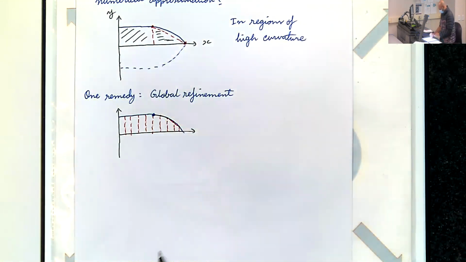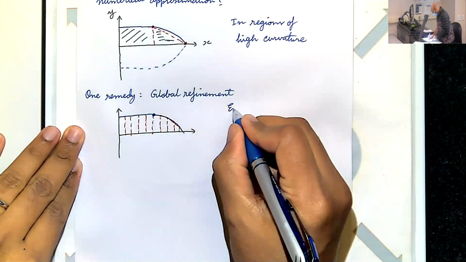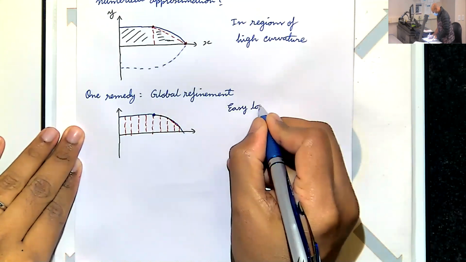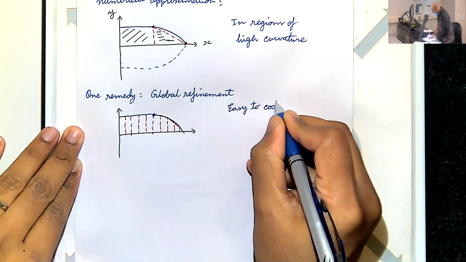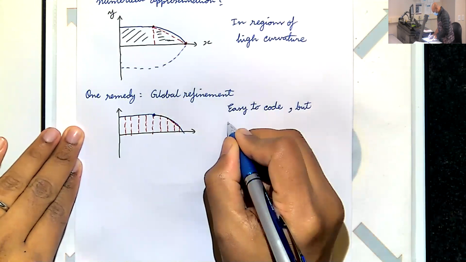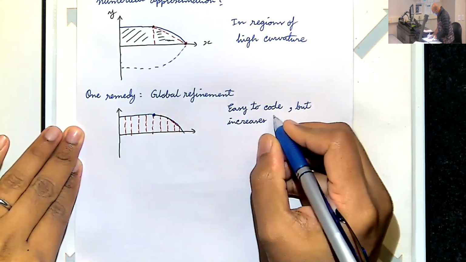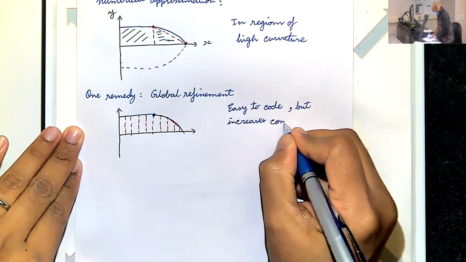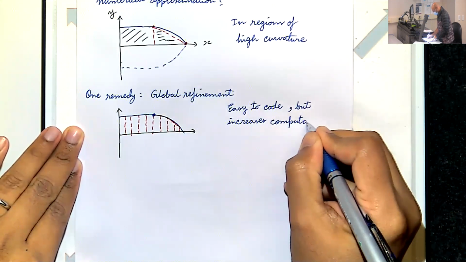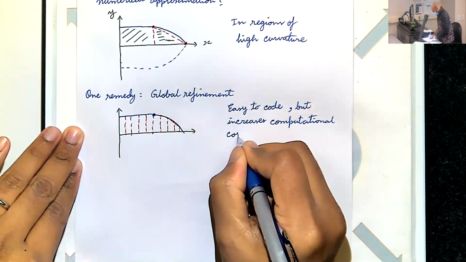Okay. So this approach, the first approach, is easy to code, but increases computational cost significantly.